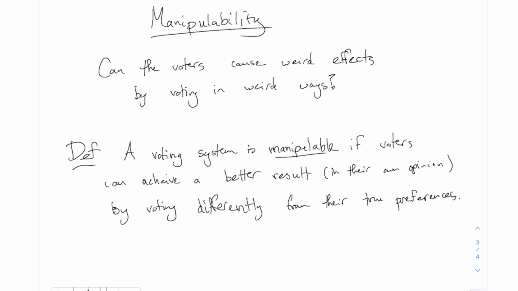Our system should be designed so that however I want to vote, the guy I like the best, I should put them on the top, and that actually will work out for me. There is no incentive for me to somehow put somebody else on top to somehow make my guy win, even though I'm putting them lower down, right? This is the idea. So manipulable is a bad thing, and it means that the voters actually can get a better result, better for themselves, better in their own opinion, by voting in a different way from their true preferences, all right?